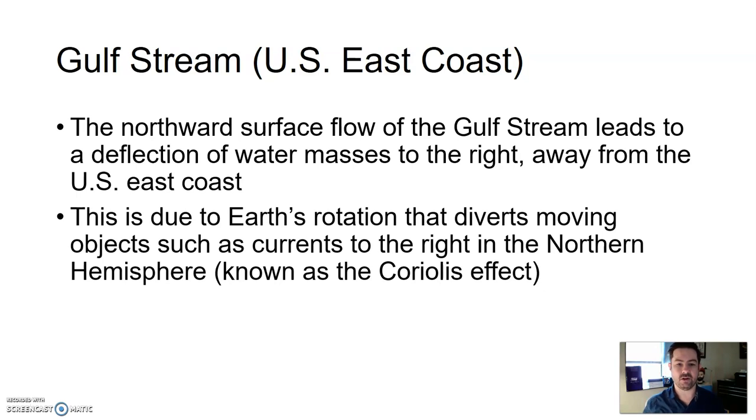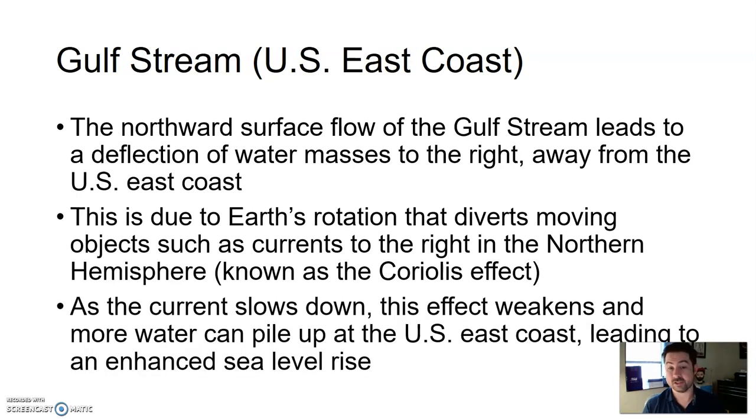That's known as the Coriolis effect. It's due to Earth's rotation diverting moving objects, such as currents, to the right in the northern hemisphere. In the southern hemisphere, it's the opposite direction. There's just some physics going on. As stuff is moving north on Earth, it helps to deflect it a little bit to the right in the northern hemisphere. The same thing with planes, or if you shot a cannonball. Anyway, some of that water is being diverted away from the U.S. coast.